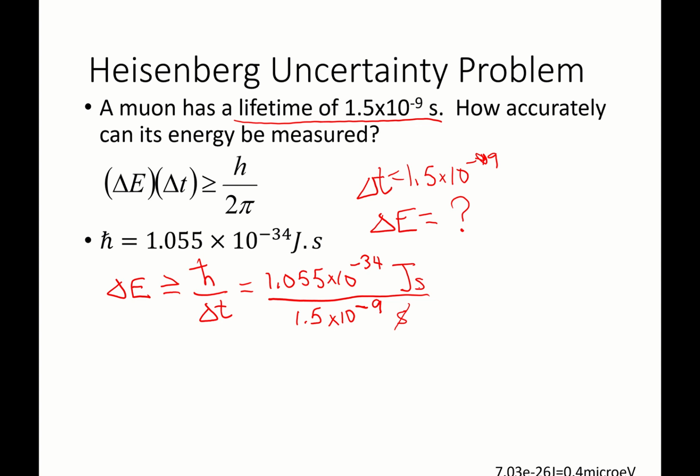So when I do this calculation, the seconds will cancel. I'll be left with the energy in joules. I get a very small energy, so 7.03 times 10 to the minus 26 joules.